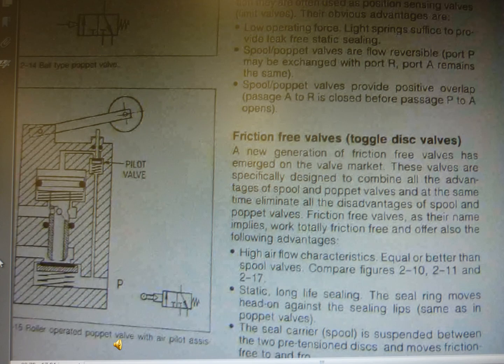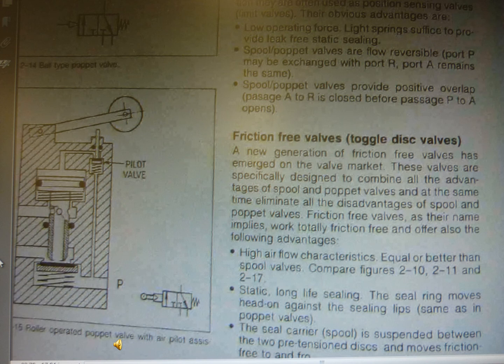This has a low operating force, so springs are sufficient. Surface to the provided lead-free static sealing. So this is the advantage of the spool and the poppet valve. Spool poppet valves are flow reversible. Ports may be interchanged, and the spool poppet valves provide a positive overlap. So passage A to I is closed, passage B to A opens.